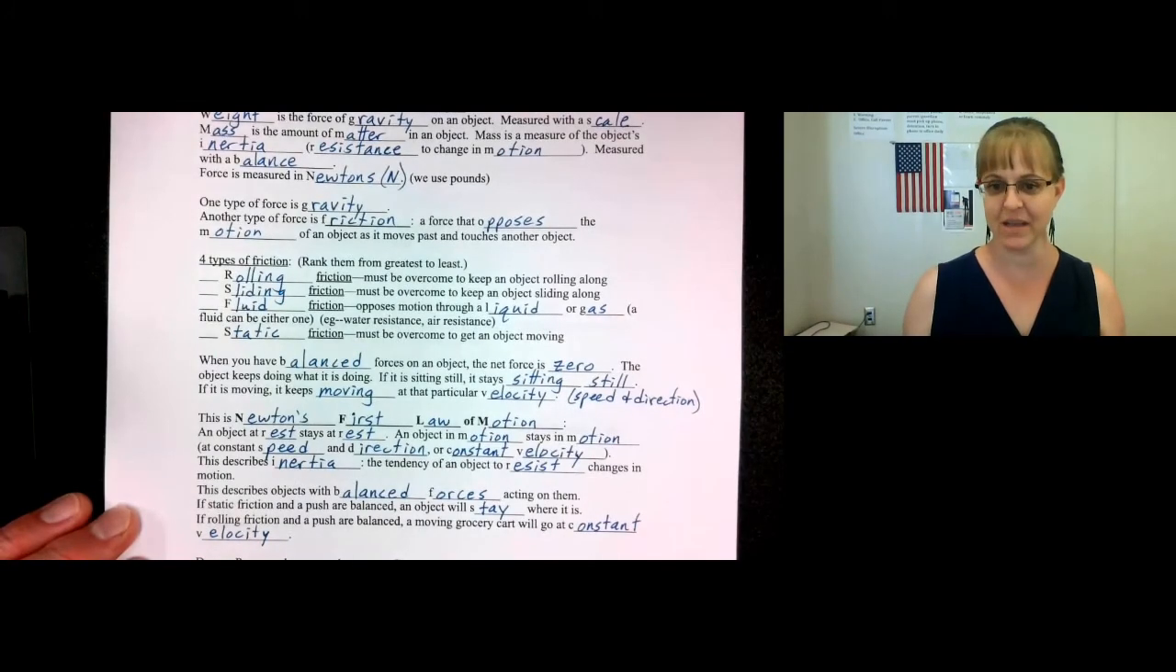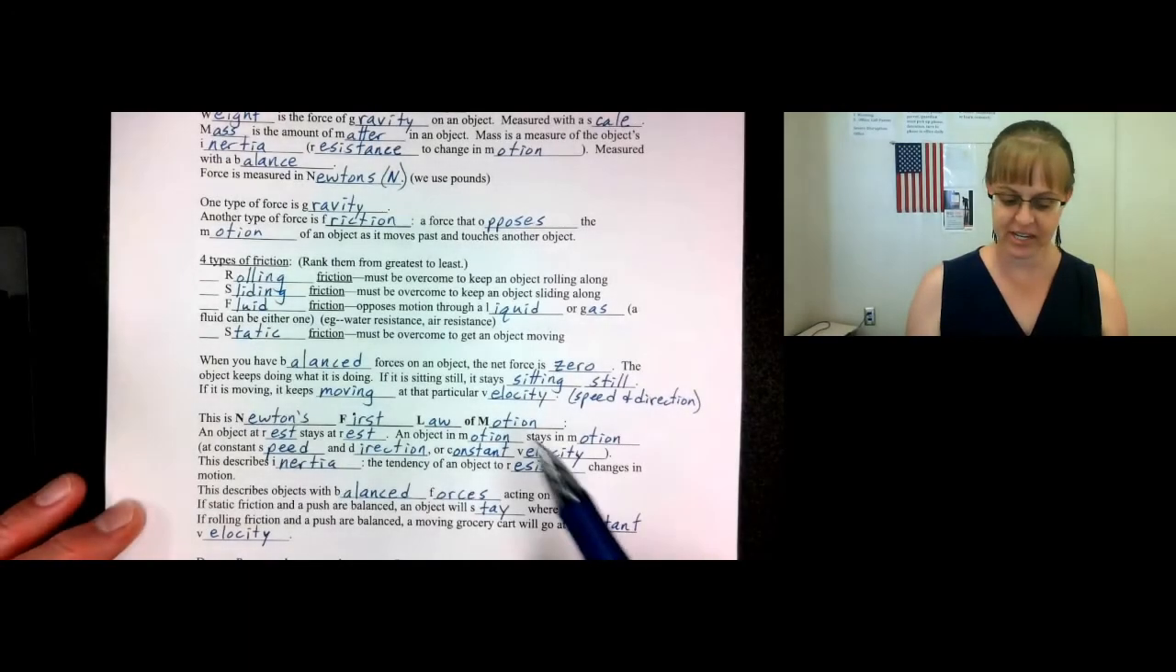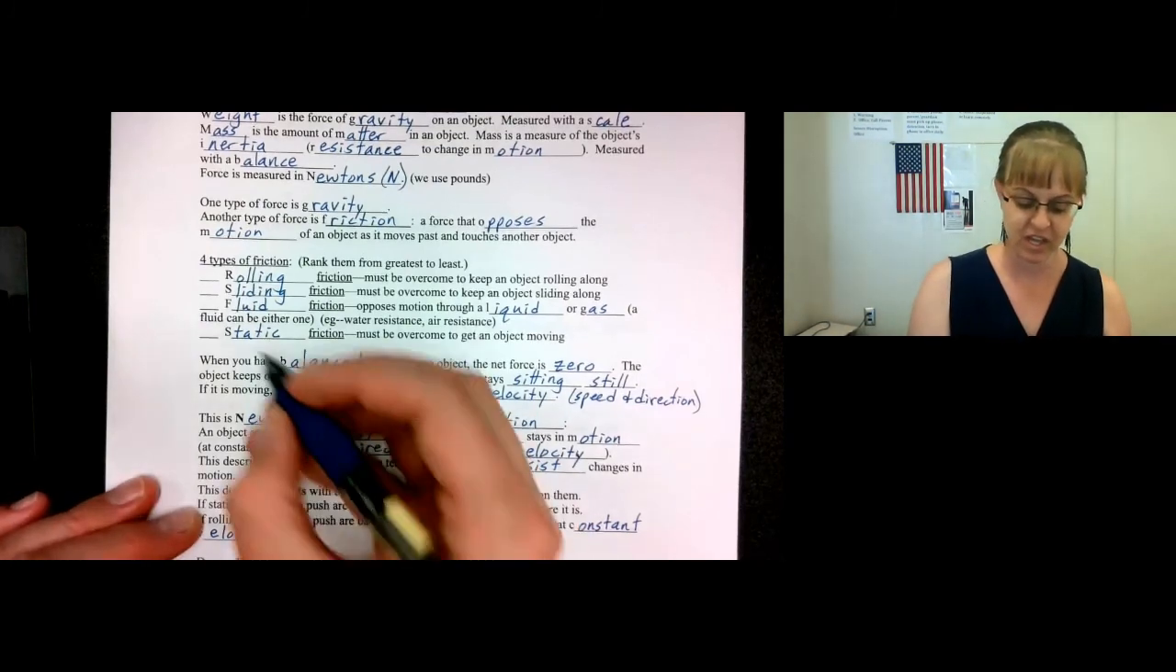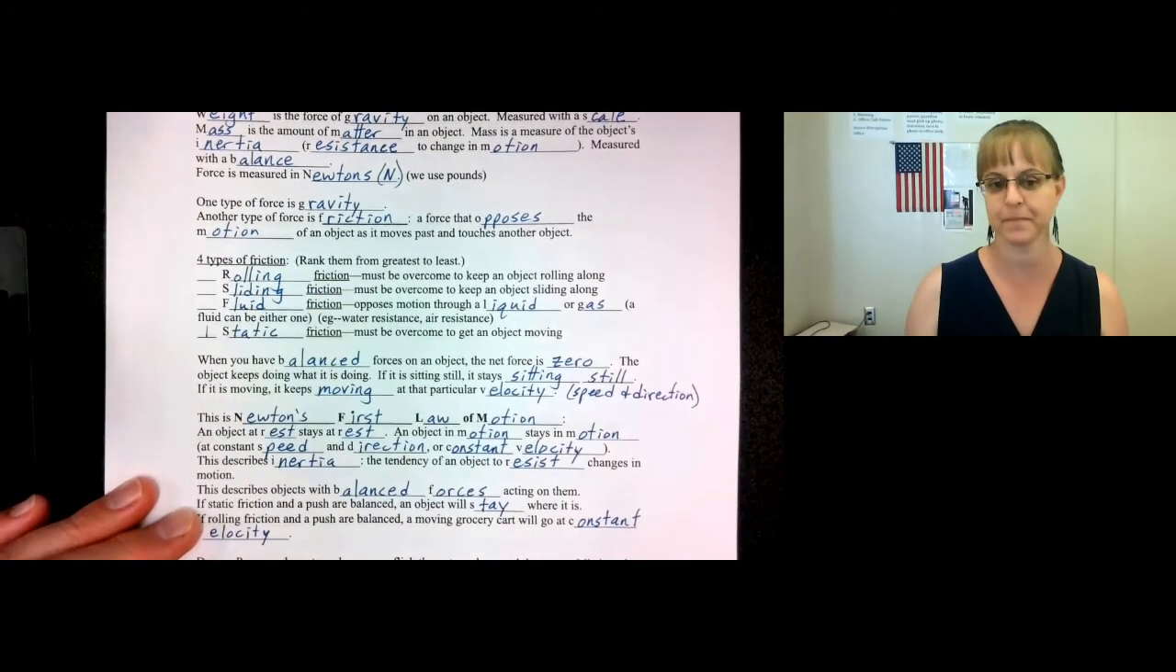Let's rank the 4 types of friction from greatest to least. Which type of friction takes the most force to overcome? Think about that for a minute. The greatest type of friction is static friction. It's harder to get something moving than it is to keep it moving. So this is your greatest friction.